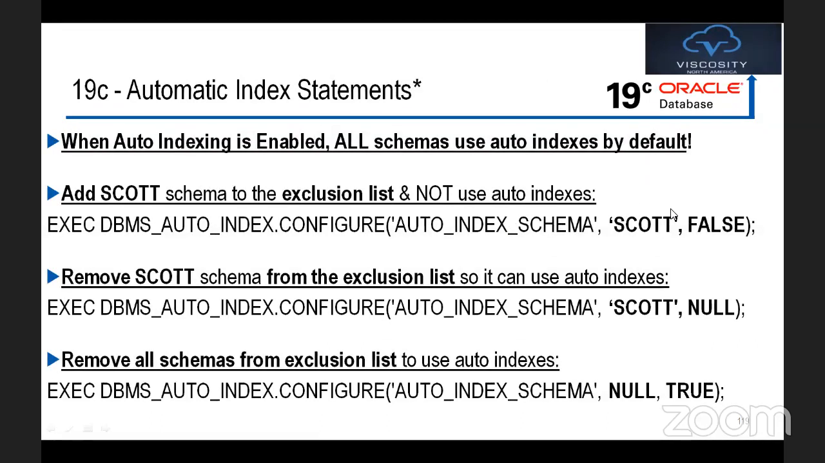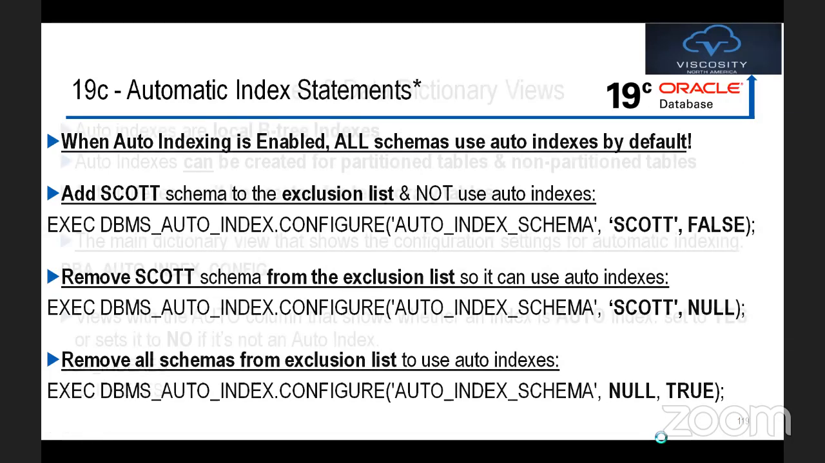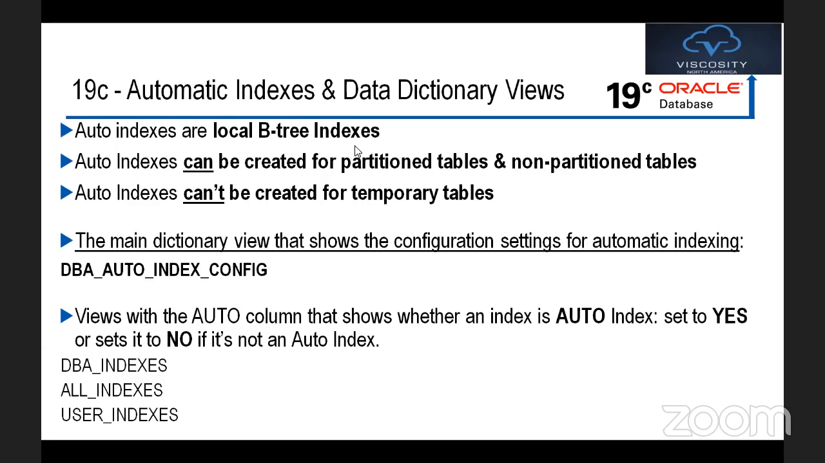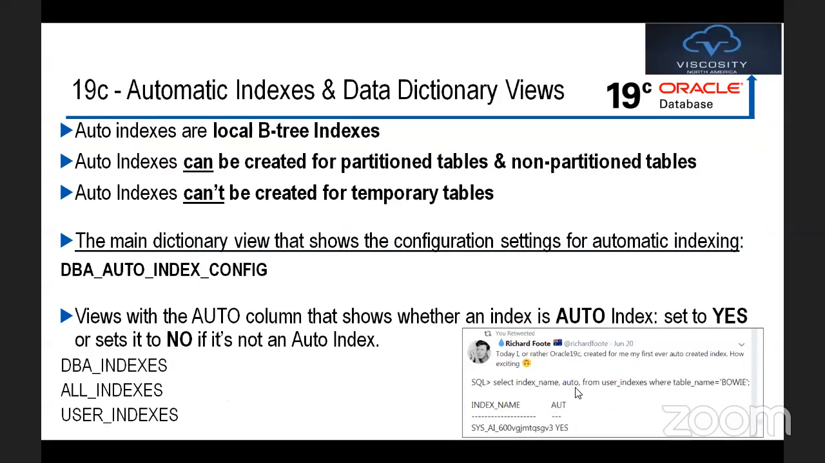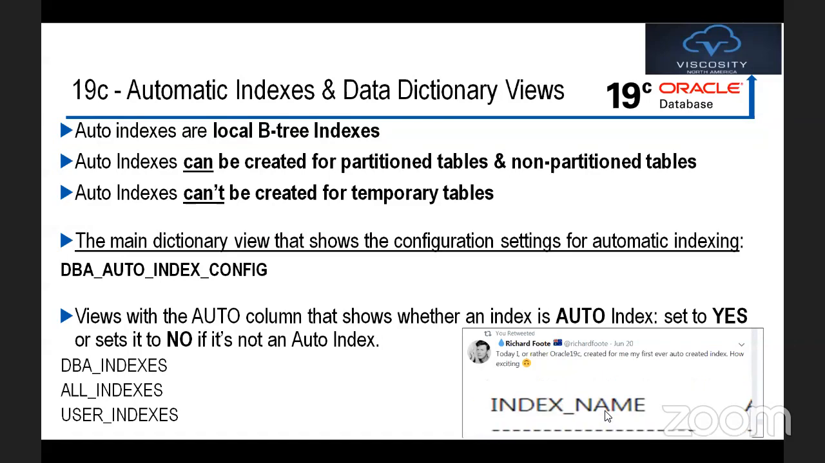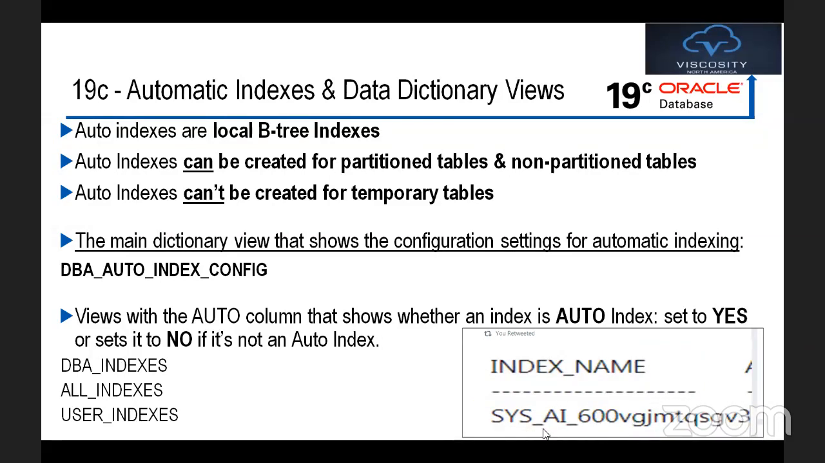I can also turn it on and off for different schemas or for all schemas, on or off. And this just shows how to do that. Some nice commands to have. It creates B-tree indexes. And you can see some of the places I could look more at those. And then Richard Foote, a great thing, he said, hey, I created my first automatic index. Well, they created it for me. And I thought, wow, this is interesting. Oracle creates an AI 600. So instead of an ORA-600, you start to get AI 600s to fix your issues. Isn't that nice? Kind of thought that was pretty good.